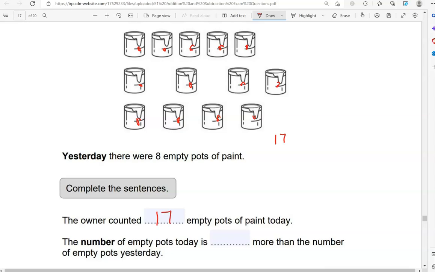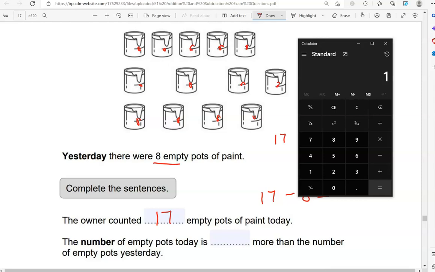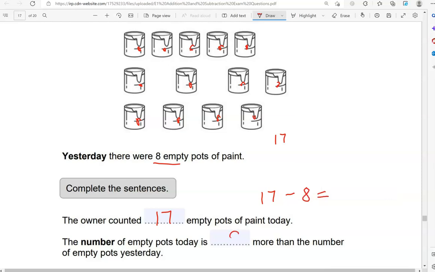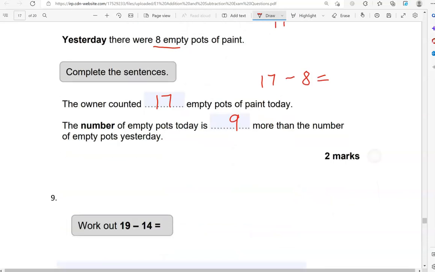The number of empty pots today is more than the number of empty pots yesterday. How many more? So 17 today. Yesterday there were 8. So if we do 17 take away 8, that gives us 9. So the number of empty pots today is 9 more than the number of empty pots yesterday.